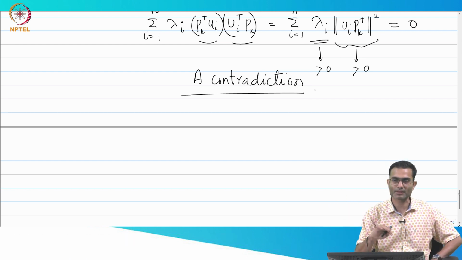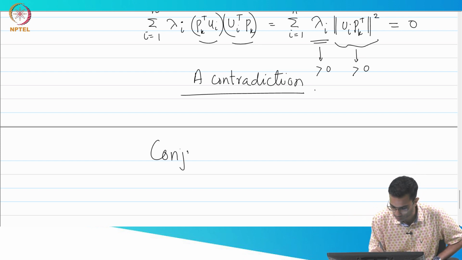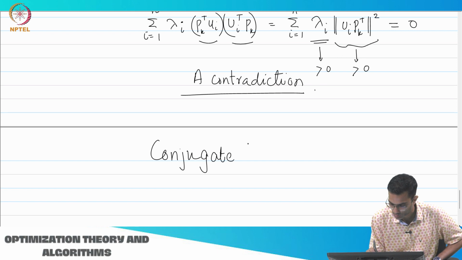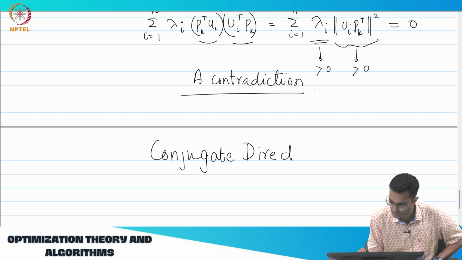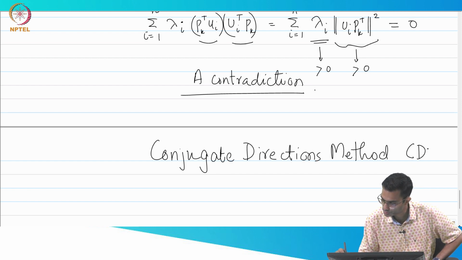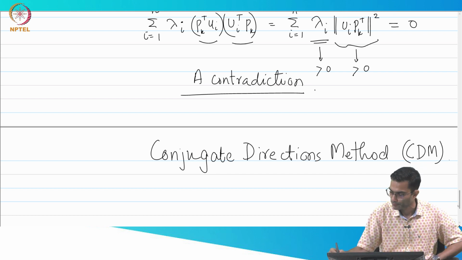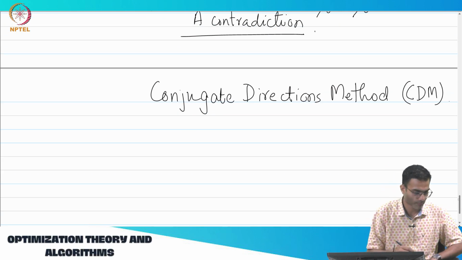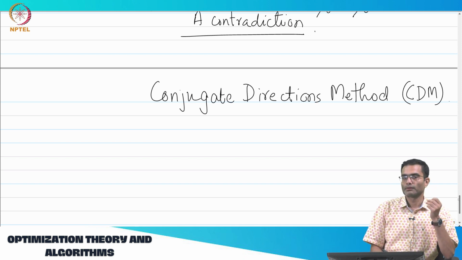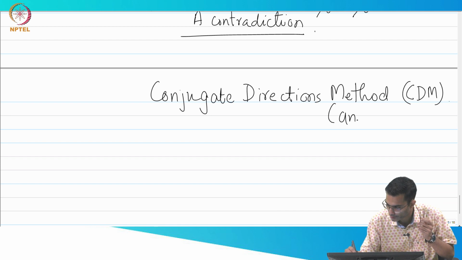So we need to first understand the conjugate directions method, right? So the conjugate directions method, also short form CDM. Let's put in bracket ancestor.